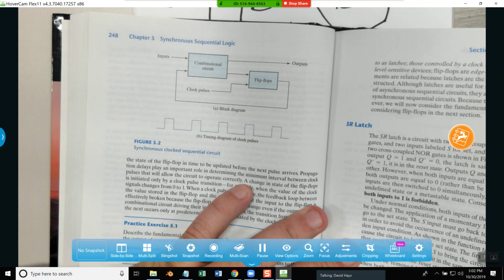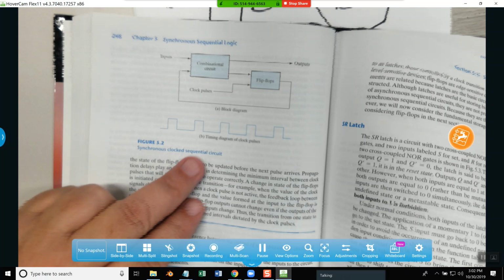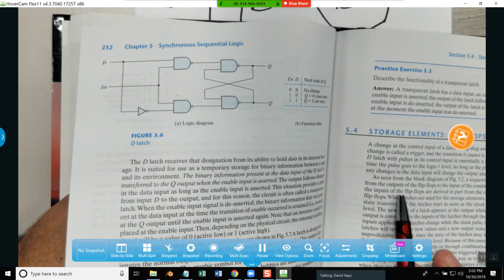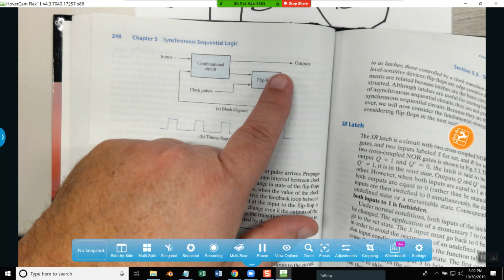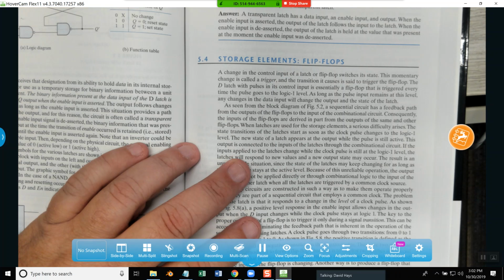If the inputs applied to the latches change while a clock pulse is still at logic 1, latches will respond to new values and a new output state may occur. The result is an unpredictable situation since the state of the latches may keep changing for as long as the clock pulse stays at the active level. Because of this unreliable operation, the output of a latch cannot be applied directly or through combinational logic to the input of the same or another latch when all latches are triggered by a common clock source.